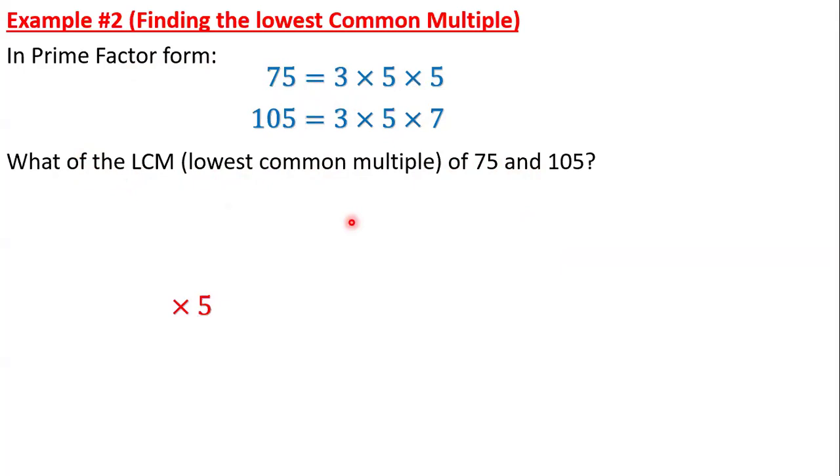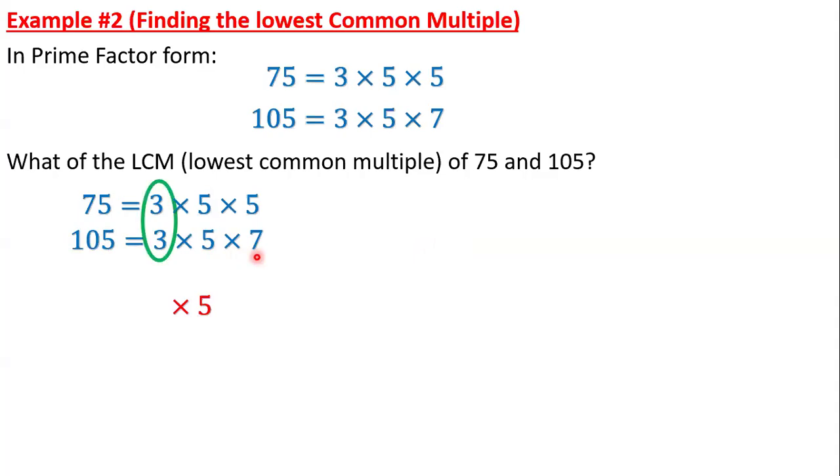So what's the first thing we're going to do? We have to group the terms. So we have 75 and 105. What is common? 3. The 3, very good. And that counts for what? 1 3. And what else is common? The 5s. And that counts for what? 1 5. Very good.